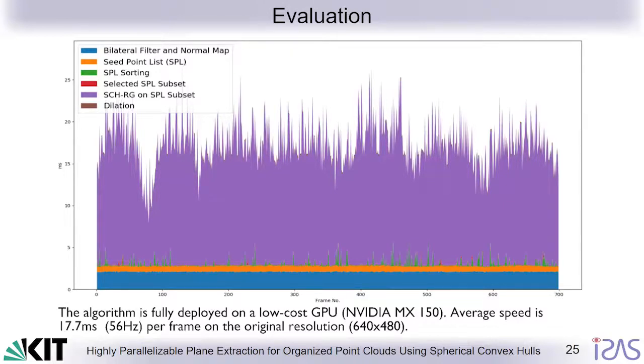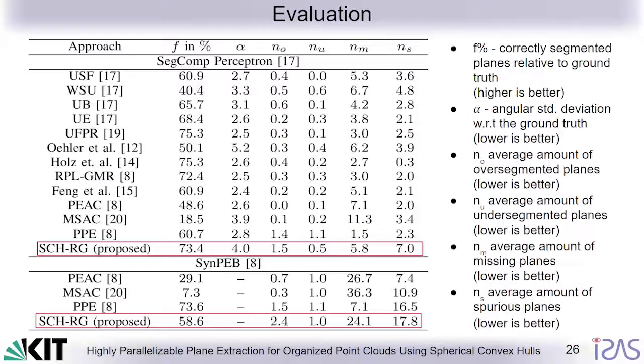The presented time was captured on a low-cost laptop GPU which is comparable to the popular NVIDIA Jetson TX2. The precision of the proposed algorithm was evaluated on two public datasets. It achieves state-of-the-art accuracy. It should be noted that the high angular deviation alpha of the proposed algorithm could be further refined by calculating its plane normal after the finished segmentation using PCA or similar. The second fastest algorithm after the proposed is PEAC, which takes on average 120 milliseconds per frame. This is almost 7 times slower than the proposed.